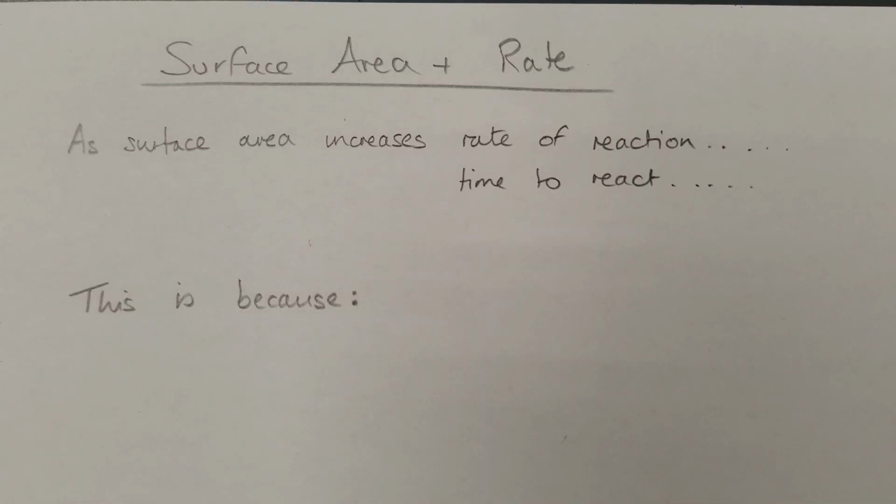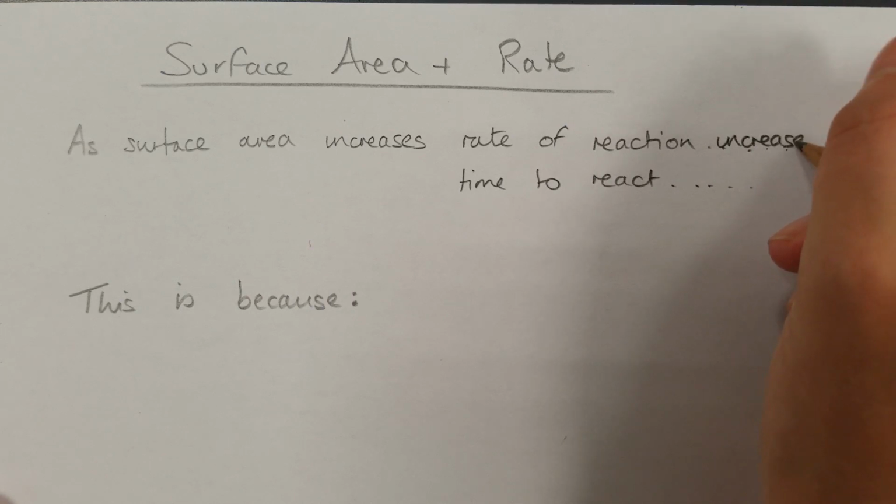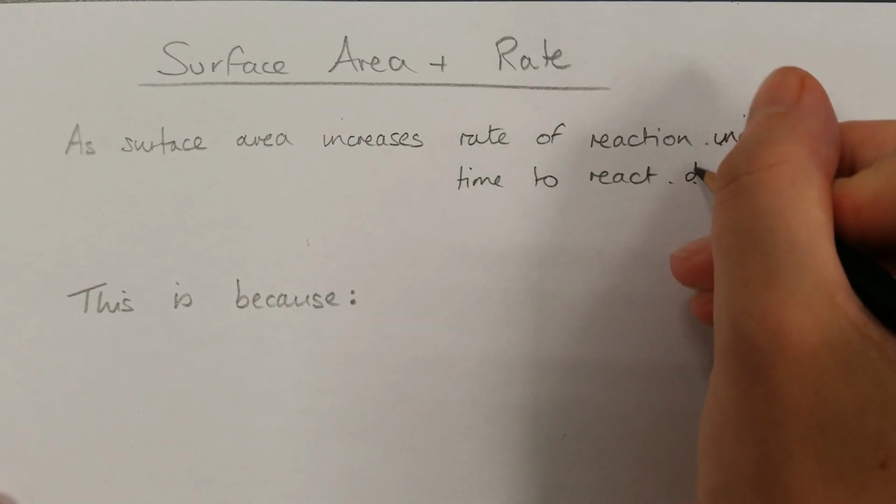Okay, so what does this mean for our surface area and how it affects our rate? So you should be able to work out from this, guys, that as surface area increases, the rate of the reaction will increase and the time to react will decrease.